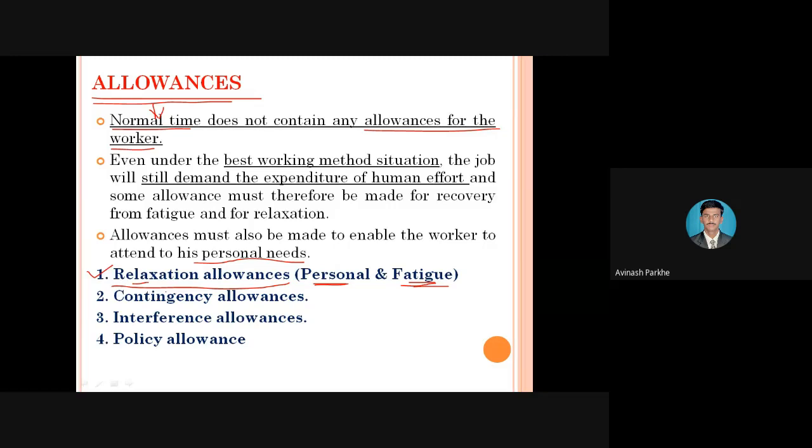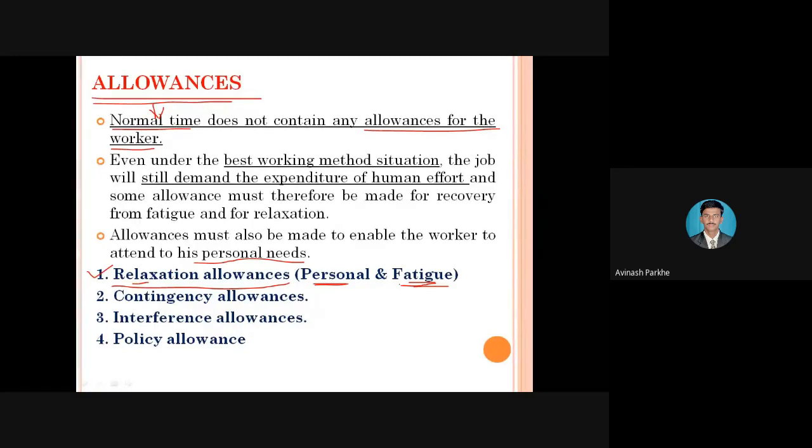In the case of the personal allowance, out of the total time, 7% is given to women and 5% is given to men during a shift of 8 hours. Normally in industry, one shift is 8 hours. In that 8 hours, out of the total time, 5% weightage is given to men, in which they can satisfy their personal needs.